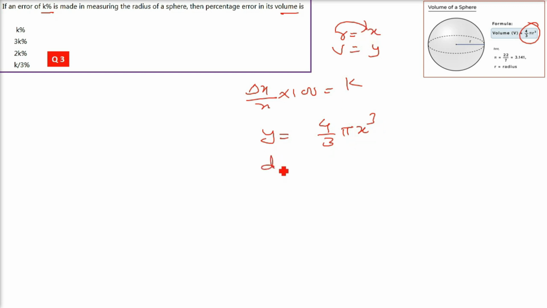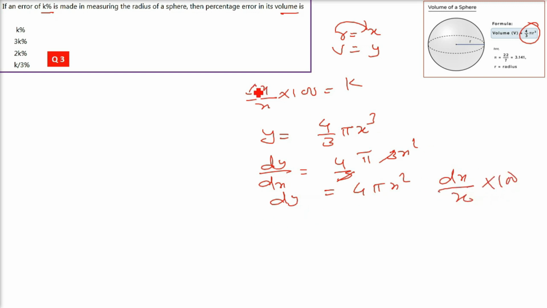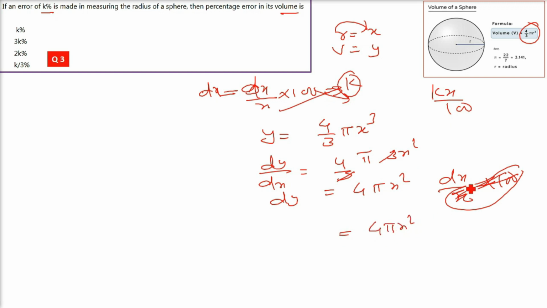Let us differentiate it. dy by dx is going to be equal to 4 by 3 pi, x squared will be 3x, 3 gets cancelled. You have 4 pi x squared, which is actually the surface area also. So dy by dx is there. Dy here, dx goes on the right. Dx can be computed from the given content here. So dx, so this x was not there, 100 was not there. So let us write in place of dx or delta x from the equation which is already provided in the question. So x goes up, 100 goes down. So it will be kx divided by 100. So in place of dx or delta x, replace it by kx by 100. 4 pi x squared into kx by 100.